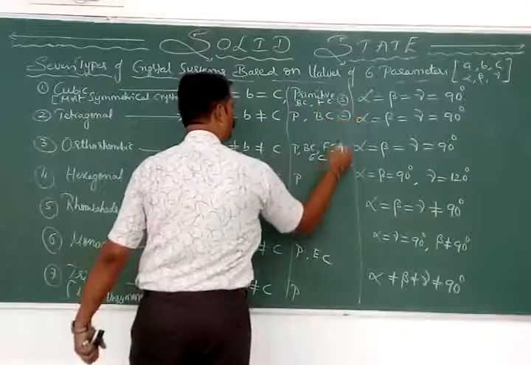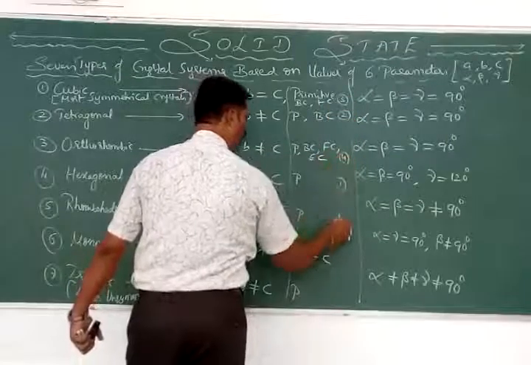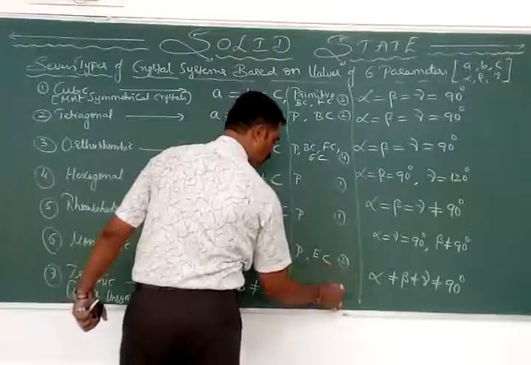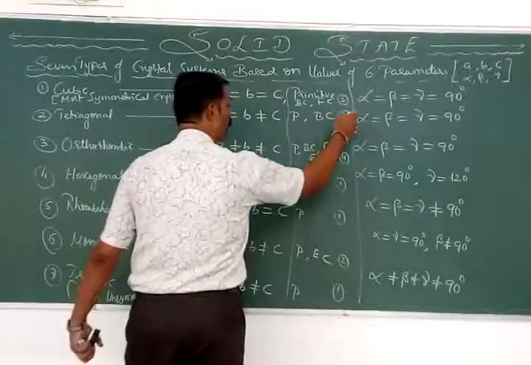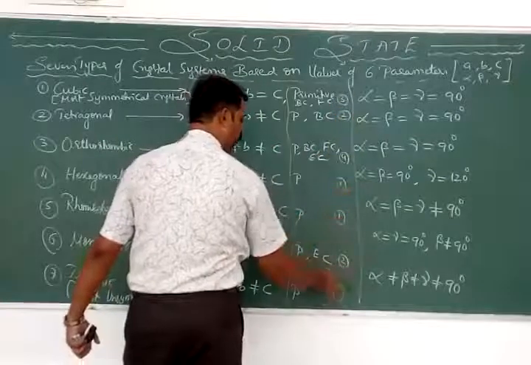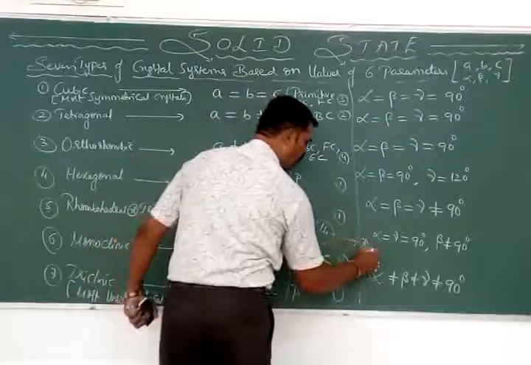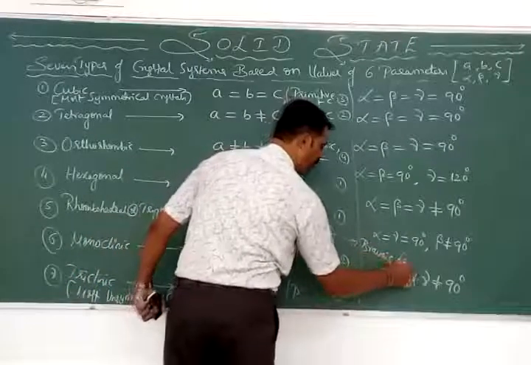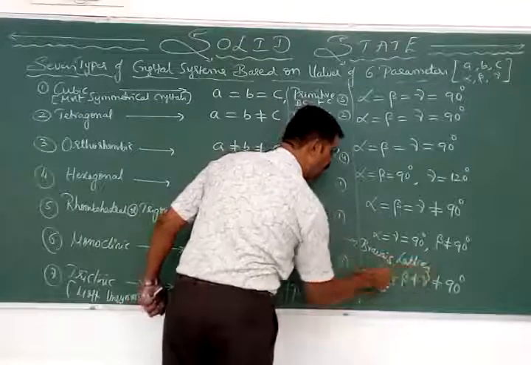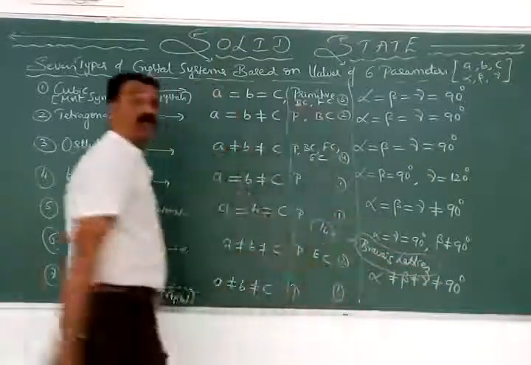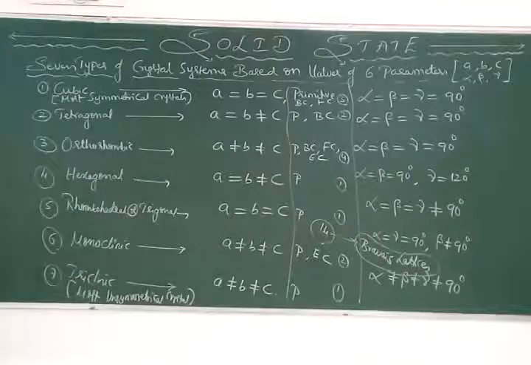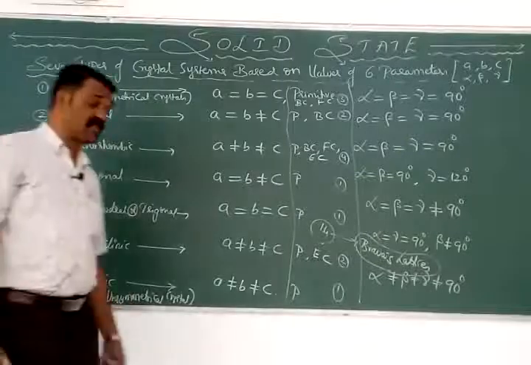So totally we are having 3 plus 2, 5, 5 plus 4, 9, 10, 11, 12, 13, 14. And these 14 are called Bravais lattices. They are called what lattices? The Bravais lattices. What are those Bravais lattices? The 14 different possible three-dimensional lattices.